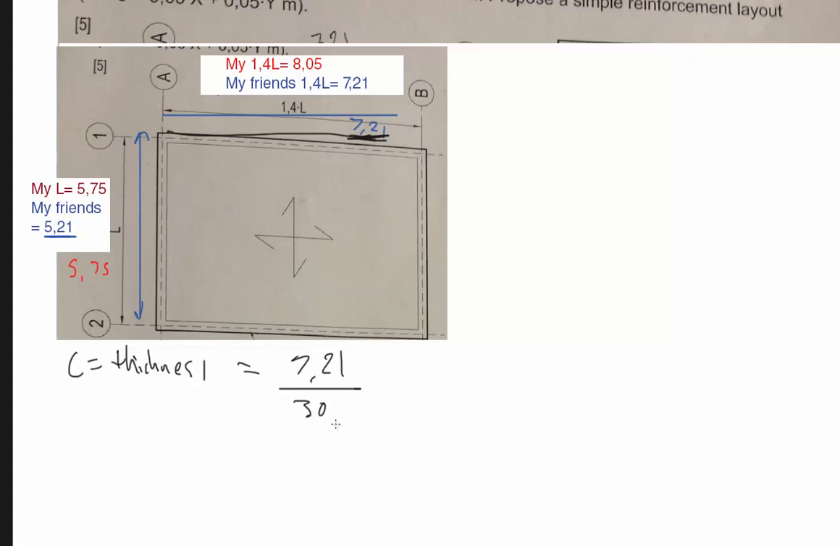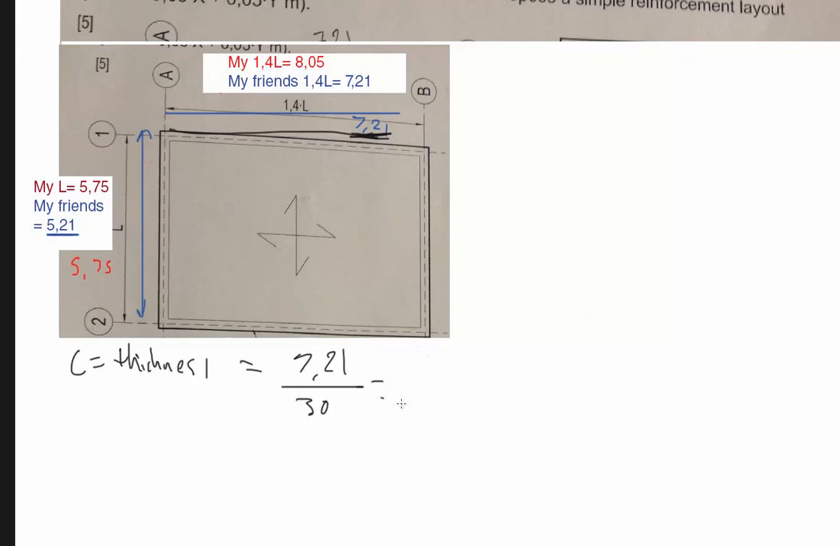Probably this number just feels like it shouldn't be a steady number. Sometimes there are constants, but this feels like an extremely strange constant. And why the height? Why this and not this? I don't know. I assume it's because it's long. Anyways, that's what we did for this example, which apparently was right. So you have 7.21 divided by 30. It's 0.24. So that would be the thickness of the concrete slab.